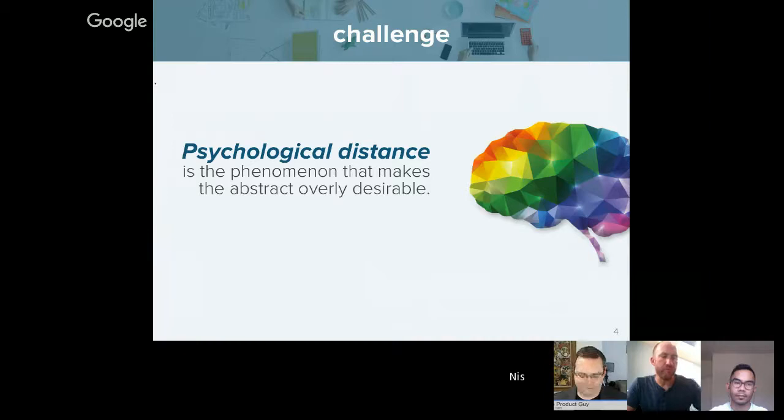Really interesting stuff. Essentially, psychological distance is this phenomenon that makes an abstract concept seem more desirable to people. So when you just explain something to a person, it seems desirable, but when they actually have to do it or use it, it's not as desirable. And it goes into balancing desirability and feasibility. The classic example the researchers use, they actually do a split test where they explain two different alarm clocks.